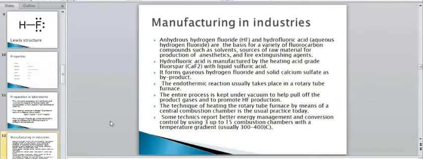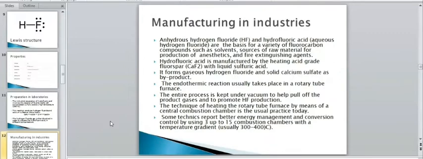Anhydrous hydrogen fluoride means the crystallized form of hydrogen fluoride. It contains no water. And hydrofluoric acid in aqueous form are the basis for a variety of fluorocarbon compounds such as solvents, sources of raw materials for the production of anesthetics, and fire extinguishing agents. Hydrofluoric acid is manufactured by heating acid-grade fluorspar with sulfuric acid. As I said before, fluorspar and sulfuric acid are heated at a very high temperature.